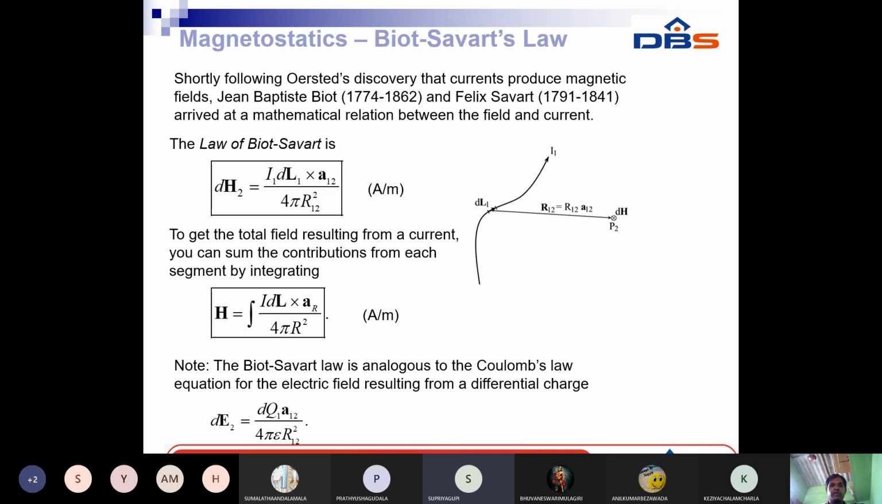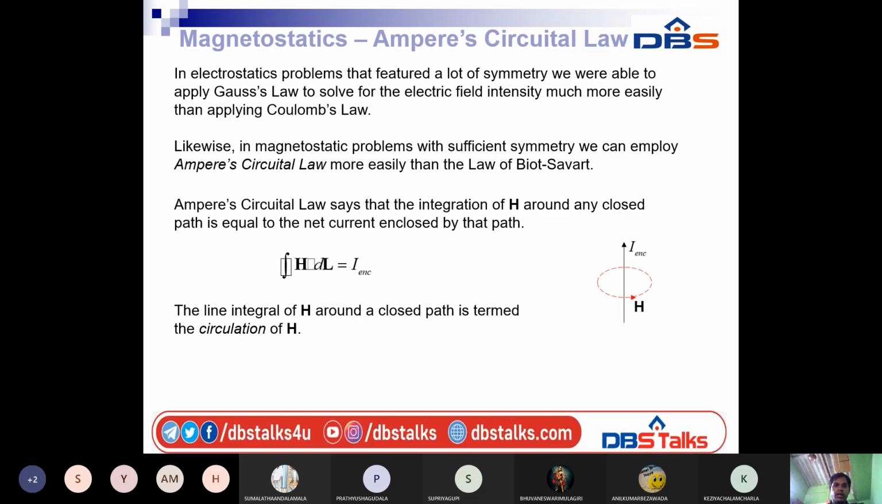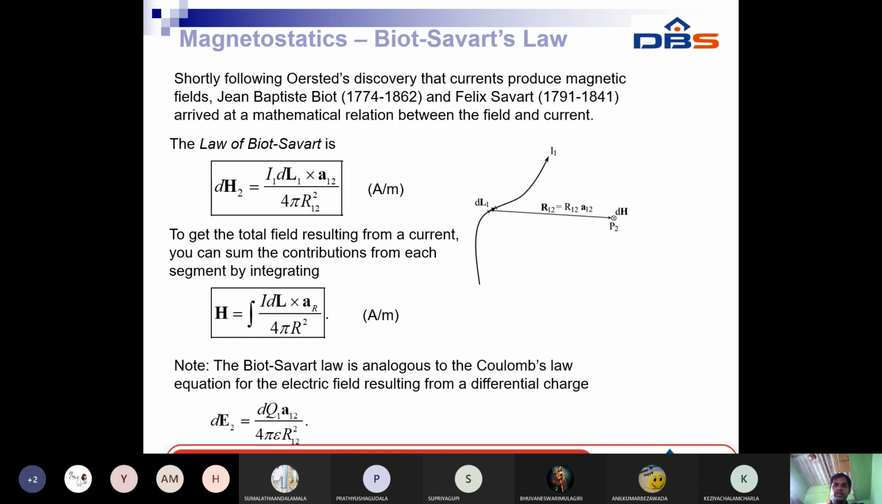Then, dH equals I dl cross a_R divided by 4 pi R square. So this is the Biot-Savart law, which we saw in the last class.